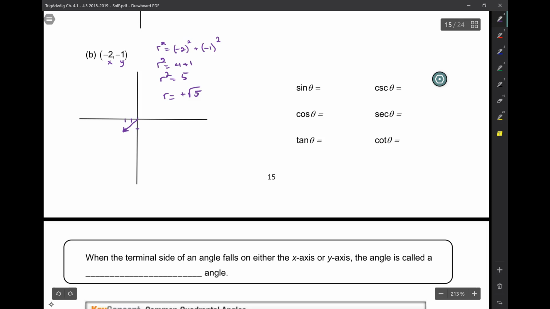for sine, we said it's always y over r, right? So I don't even need the diagram. Here is x, here is y. Y is -1. R is root 5, and there you have it. Okay, so you could just go off of that. Cosine is x over r, -2 over root 5.